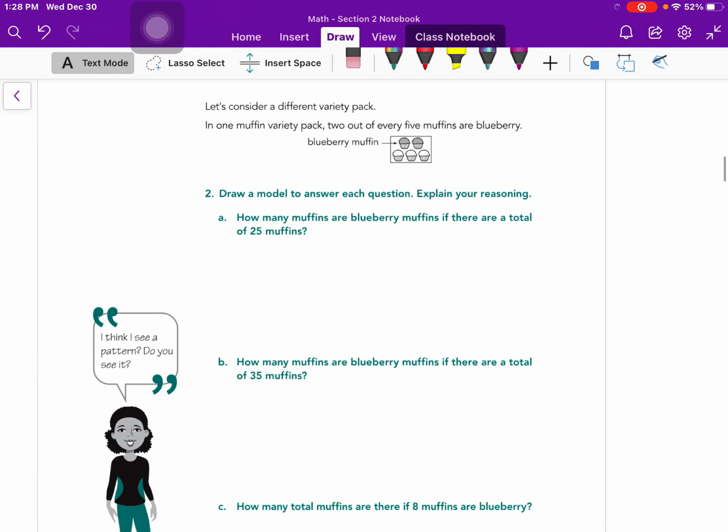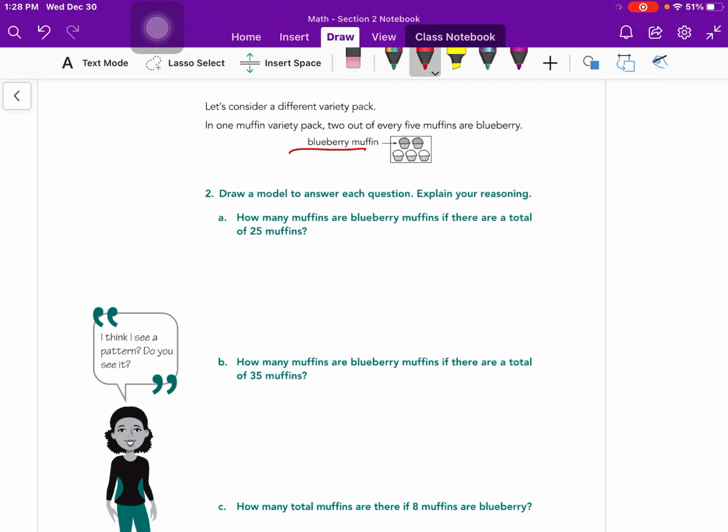All right, now it gets a little trickier. It says, let's consider a different variety pack. So now in this variety pack that you purchase, 2 out of every 5 muffins are blueberry muffins. They got a little picture for you here. Blueberry muffins on the top. Total of 5 muffins. It says, draw a model to answer each question and explain your reasoning. Okay, so let's give this one a try.